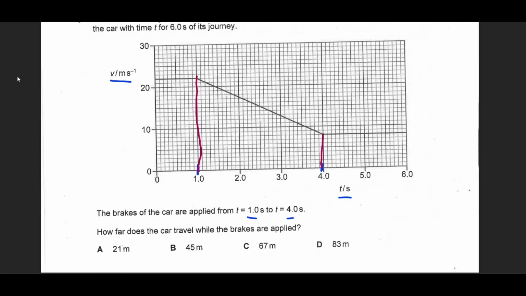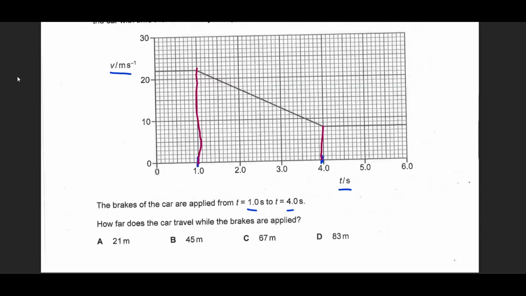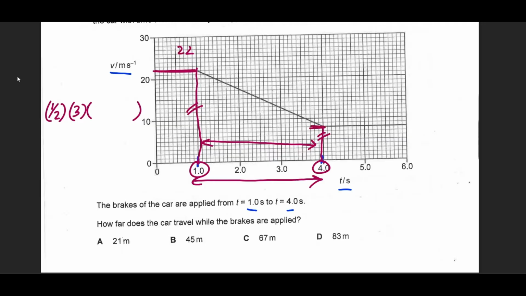For me that is a bit inconvenient because I feel it will take more time to solve it this way. So on the other hand, we can use a parallelogram method. That will be 1/2 into the distance between the parallel lines, which is 4 minus 1, 3, right? This will be 4 minus 1, the gap between the parallel lines we're considering, multiplied by the sum of the 2 parallel lines. This value is 22, and this value is 8. So this will be 22 plus 8. So this answer comes out as 45 meters, which is option B.